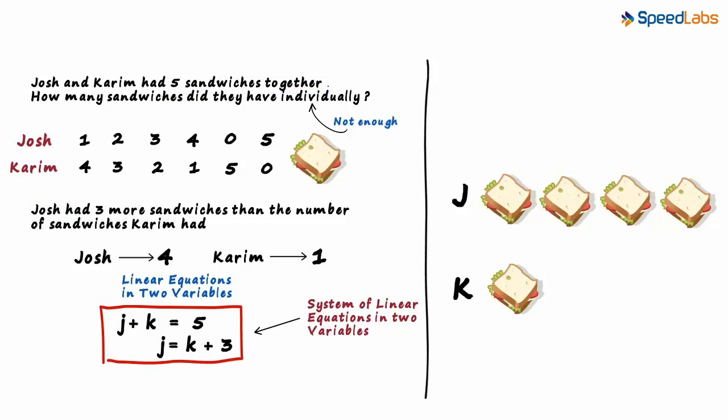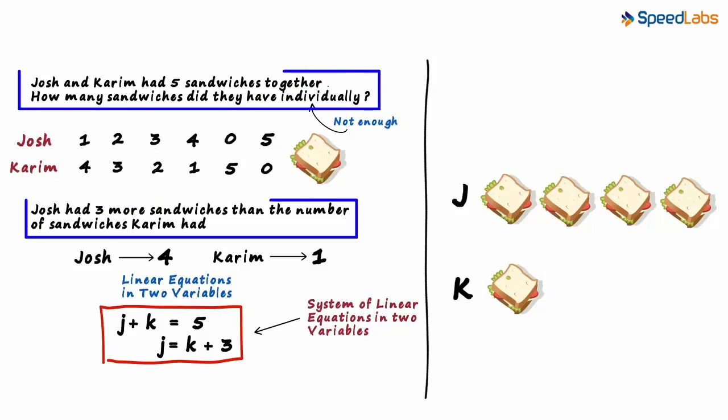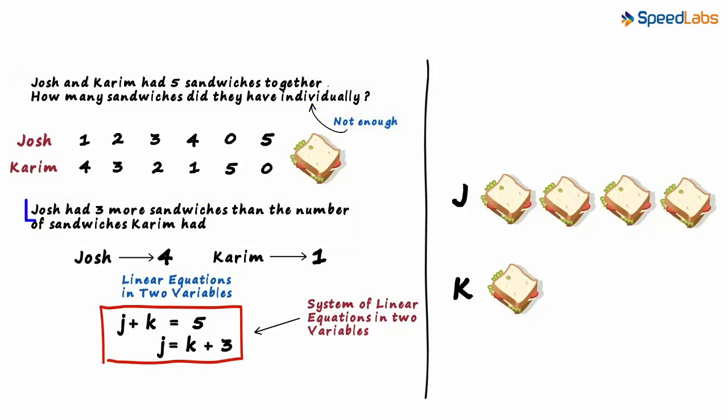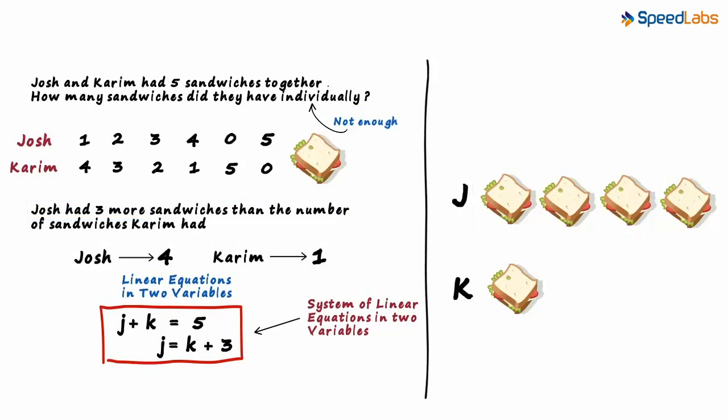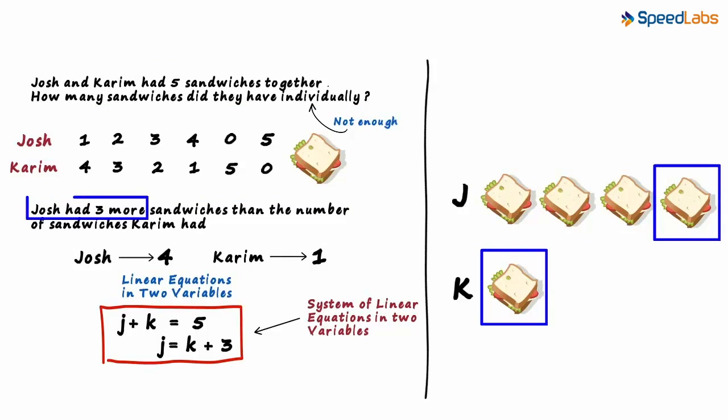The difficulty with word problems is the number of words you see. If you understand the concept and visualize it, it's super simple. Since Josh had 3 more, we simply moved 3 sandwiches to him first, and when the remaining sandwiches were split equally, the condition would be satisfied.